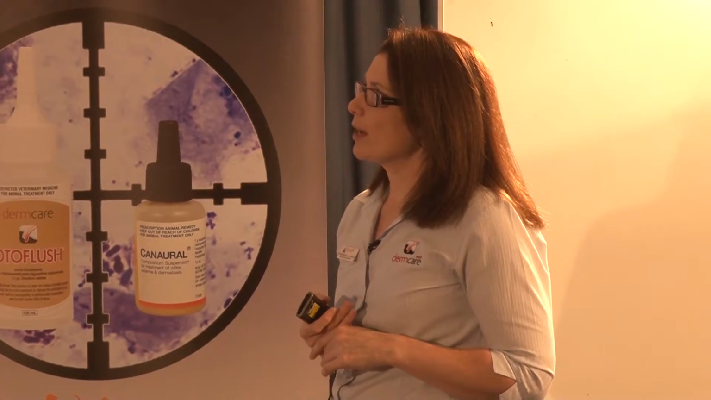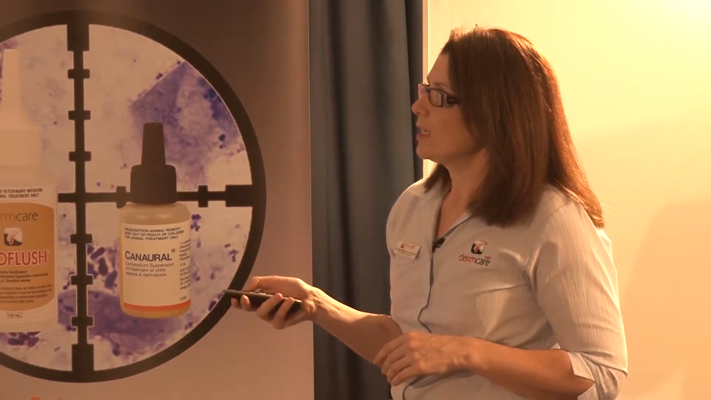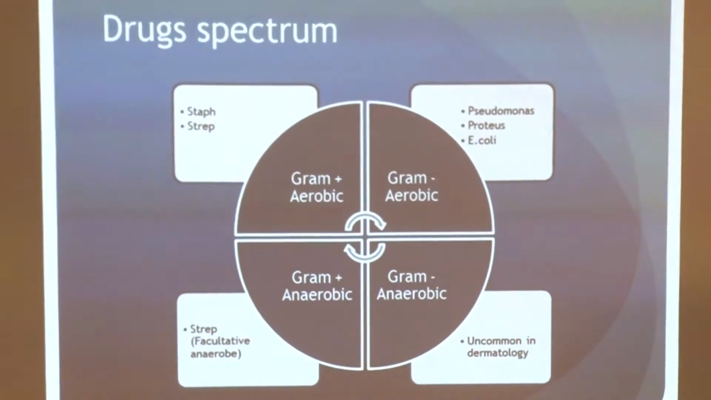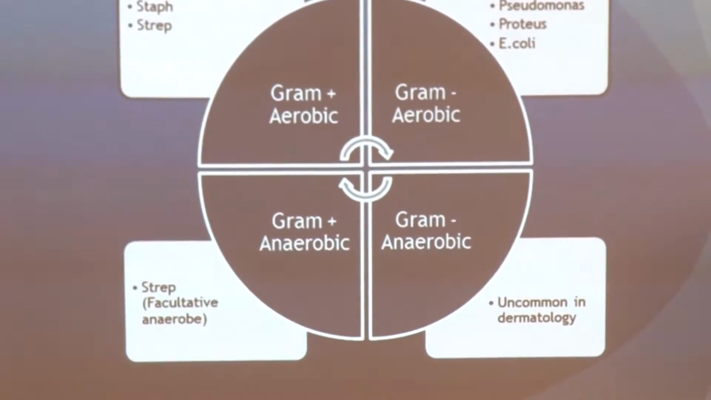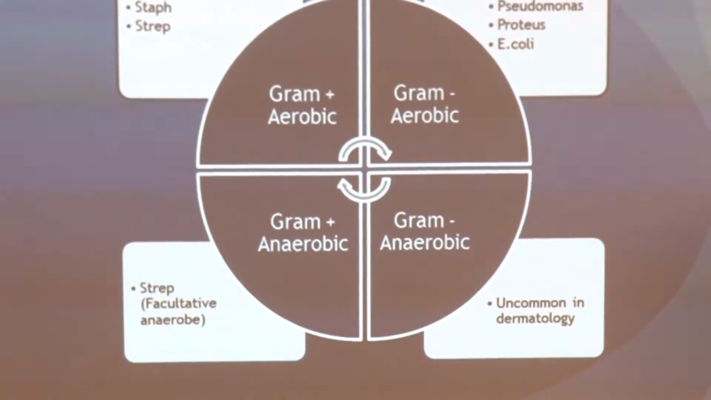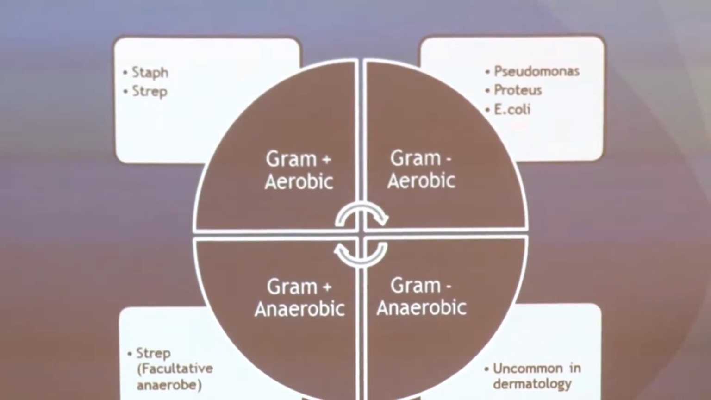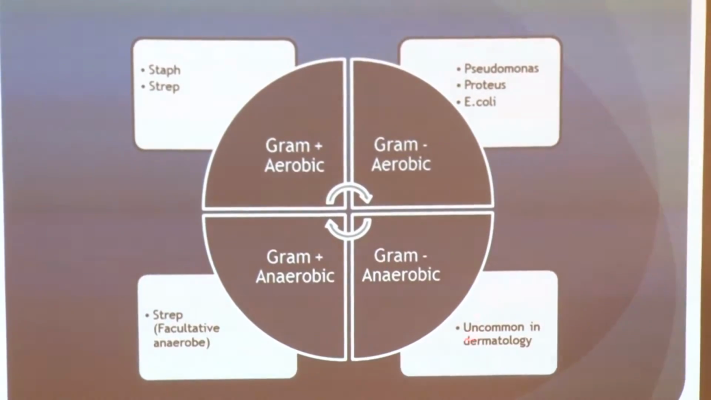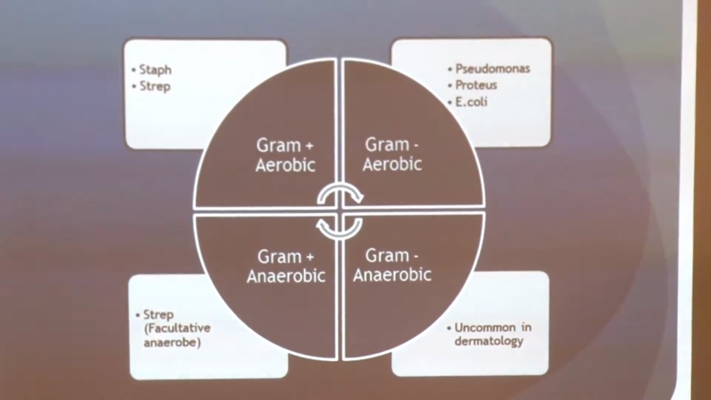So for the drug spectrum, I've listed the bacteria that are most commonly involved in dermatology here. So of the gram-positive aerobic spectrum, staph and strep are the most common. But we have to remember that strep can act as a facultative anaerobe, so we do need to cover the gram-positive anaerobic spectrum also when we identify strep, which would be gram-positive cocci in chains on our cytology. For our gram-negative aerobic bacteria, Pseudomonas, Proteus and E. coli are most common. Gram-negative anaerobes are very uncommon in dermatology, so we don't normally need to worry about that part of the spectrum.